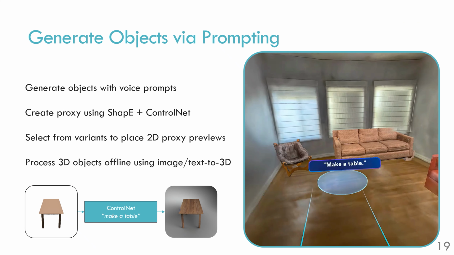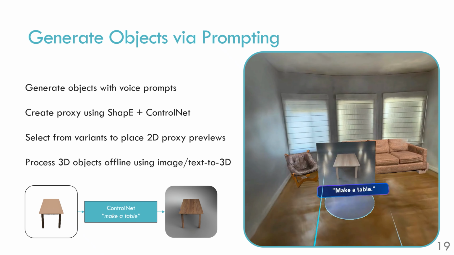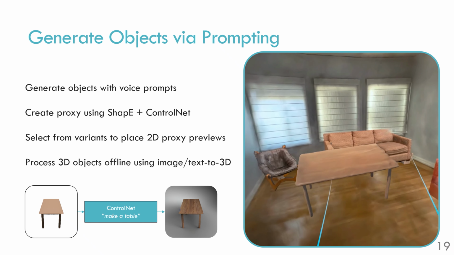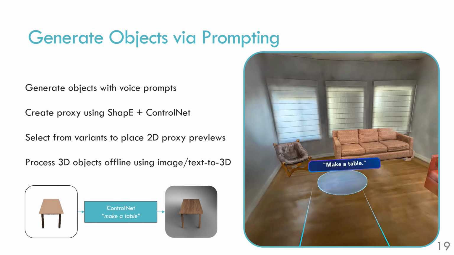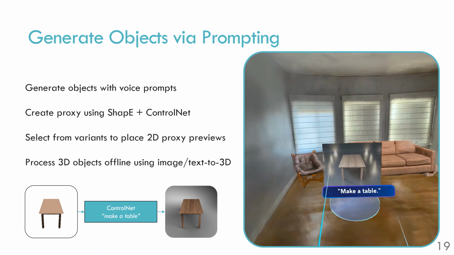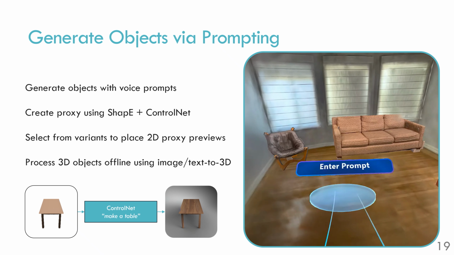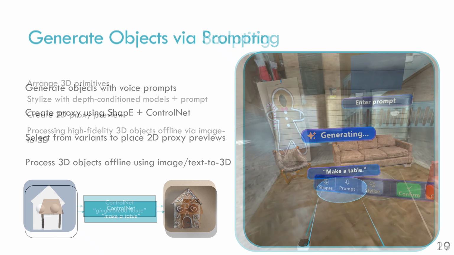Dreamcrafter offers 2 methods to generate objects. Users can generate objects using voice prompts. This stylizes the render to make a photorealistic image output. Users can also select from 3 variants to place a 2D proxy preview as a spatial annotation, with the full 3D object generated offline using text to 3D or image to 3D systems.